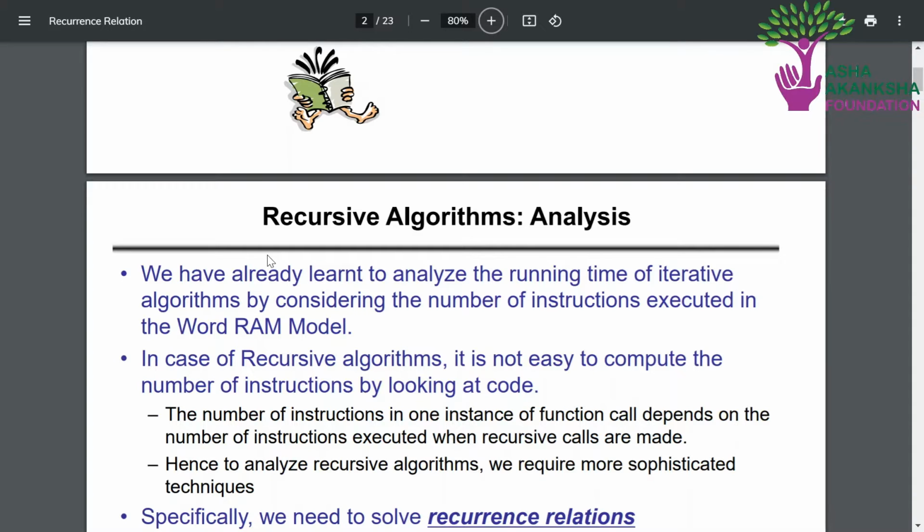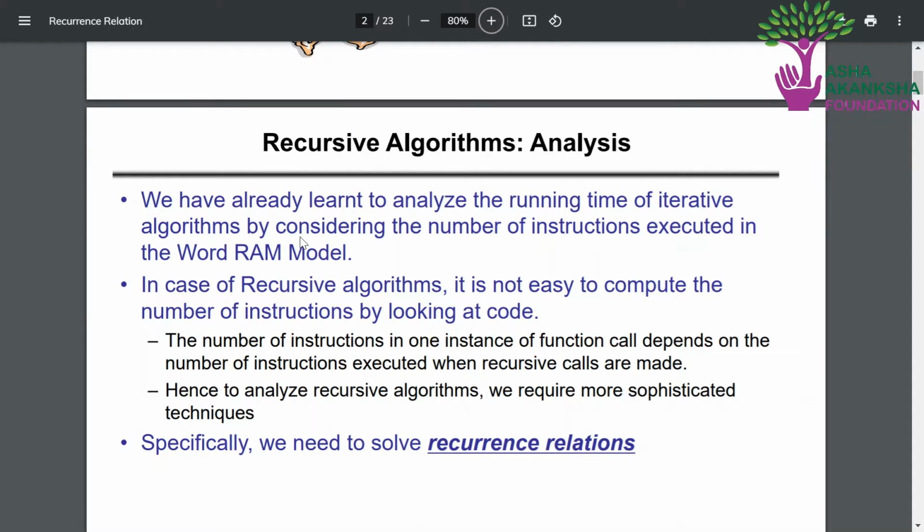We have already learned to analyze the running time of iterative algorithms considering the number of instructions executed in the word RAM model. In case of recursive algorithms, it is not easy to compute the number of instructions by looking at code. The number of instructions in one instance of function call depends on the number of instructions executed when recursive calls are made. Hence, to analyze recursive algorithms, we require more sophisticated techniques. This is where recurrence relations come into the picture.